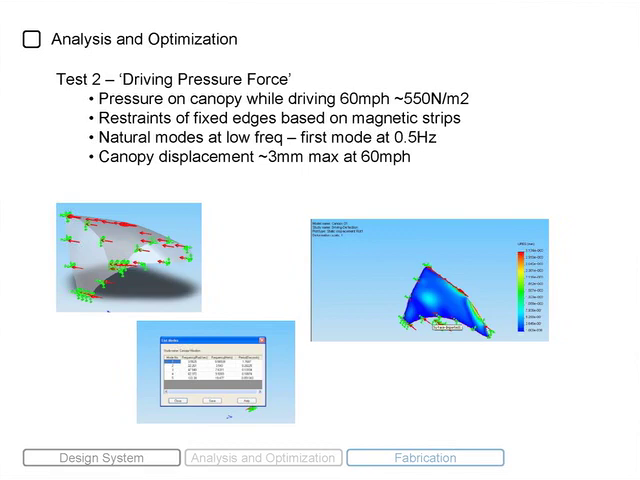So we're looking at the pressure distribution to see if it was strong enough, and also whether we get any resonant frequencies as it starts bubbling and all that kind of stuff. As you see, the first one's at 0.5 hertz, and the kinetic displacement was about 3 millimeters max at 60 miles per hour. Which, again, is not so bad.